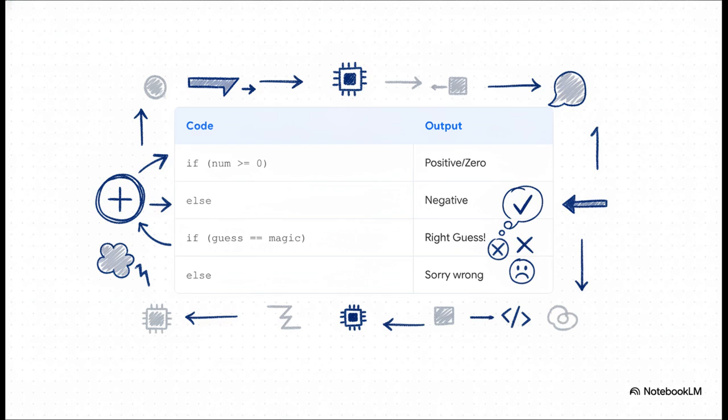But what if they enter negative 4? The condition is now false, so the program instantly jumps over to the else block and prints negative integer. It catches the alternative.